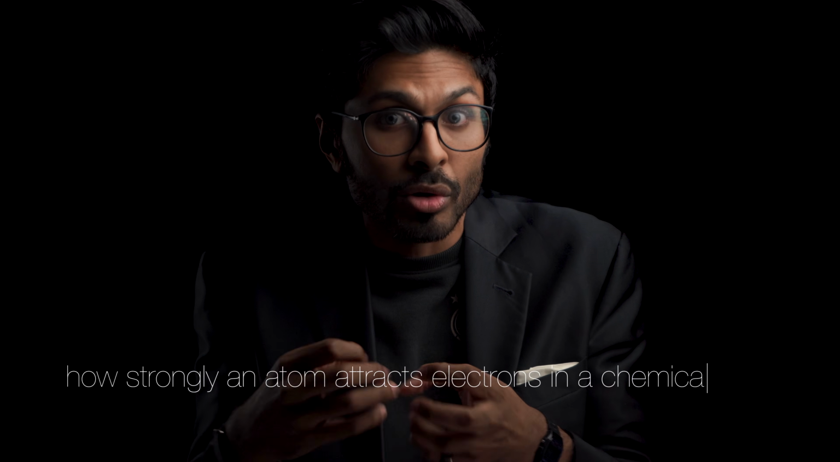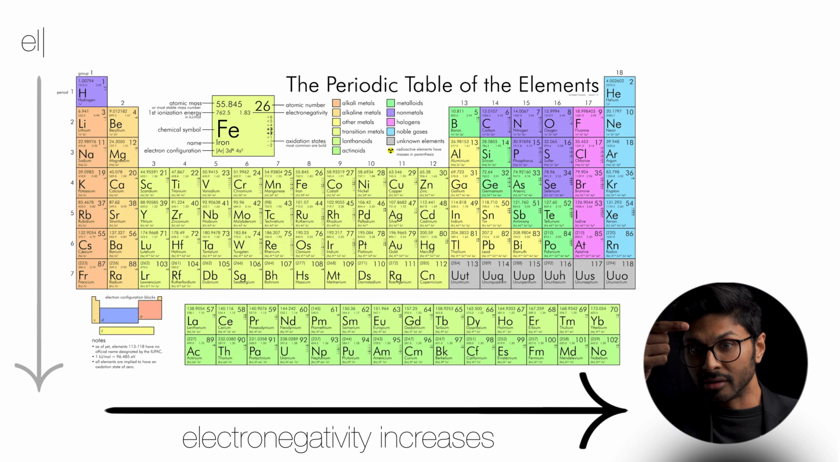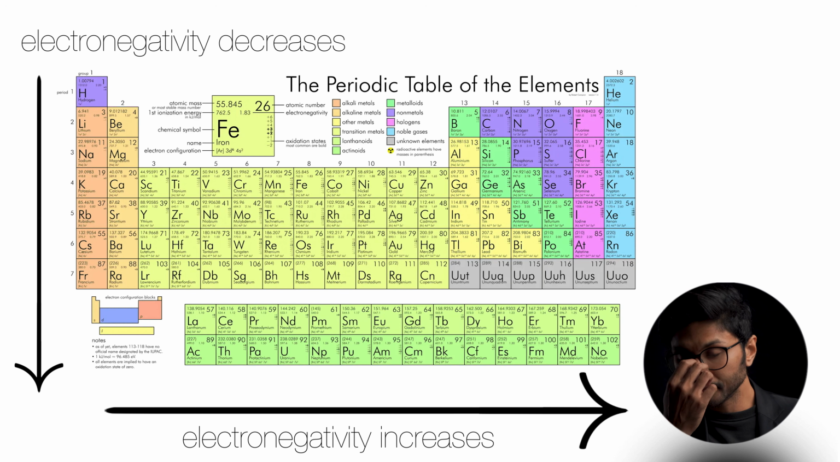Electronegativity is a measure of how strongly an atom attracts electrons in a chemical bond. A bond is how two atoms are connected using electrons. It's how they're shaking hands. The higher the electronegativity, the greater the attraction for electrons taking part in that handshake. Electronegativity increases across a period from left to right, and it decreases as you go down a group.